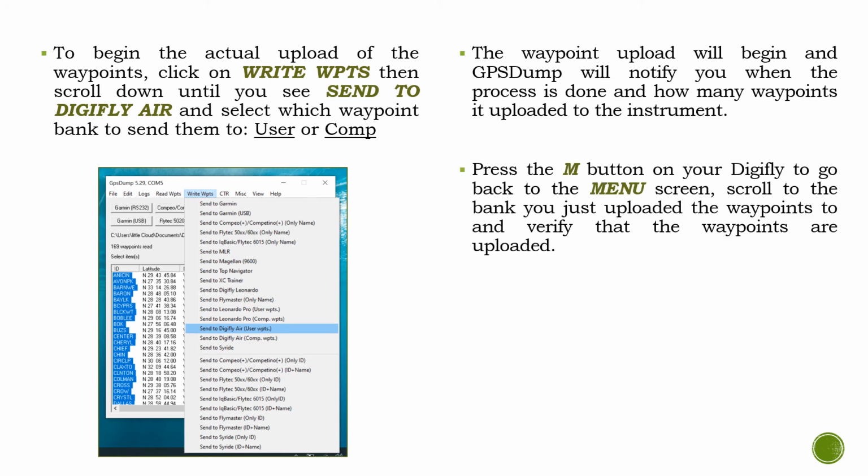Just to verify that everything ran smoothly on your Digifly, press the M button to go back to the menu screen. Scroll to the waypoint bank, press OK and verify that the waypoints are there. And this concludes the process.